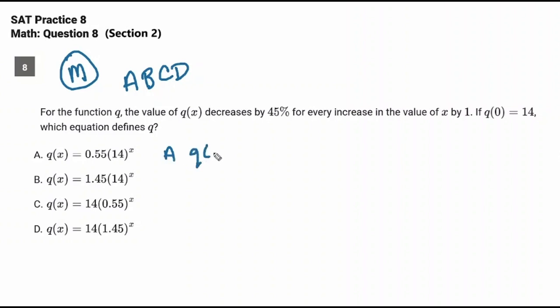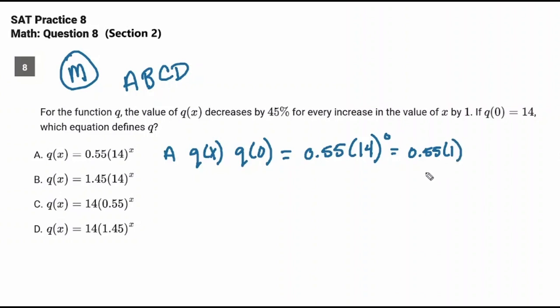Q of x. Well, this says q of 0, right? Doing a function is just following directions. Q of 0 equals 0.55 times 14, and then follow the directions. Every time you see an x, you're going to put in a 0. Well, anything to the 0 power is 1. So this is 0.55 times 1. You're supposed to get 14. Do you get 14? No, you get 0.55. So that didn't even work there.